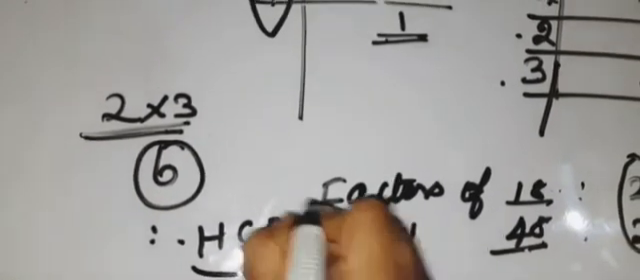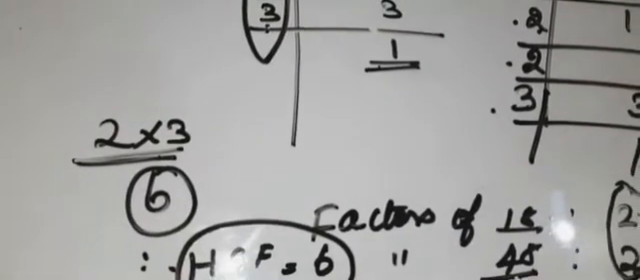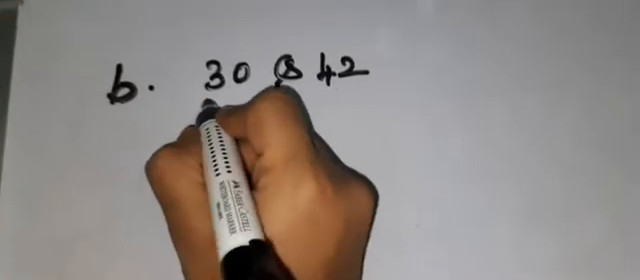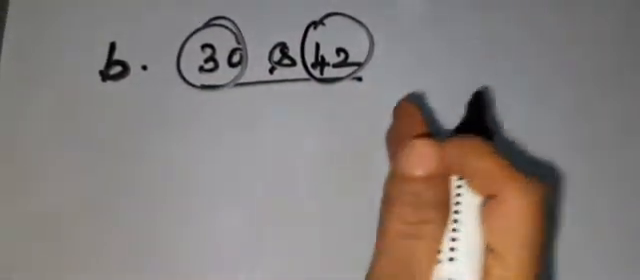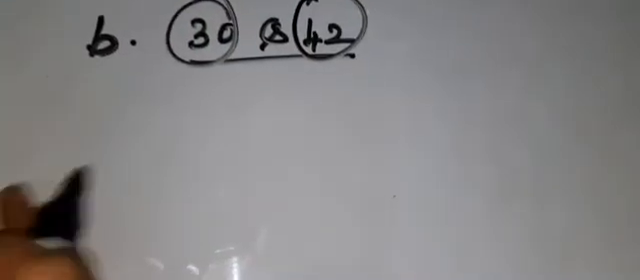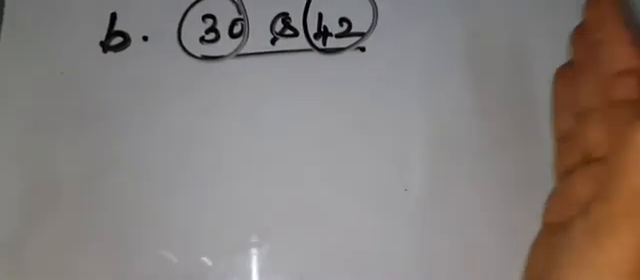Now let's solve the second problem. In the second problem, we are going to find the HCF of 30 and 42. So the first point you have to keep in mind is that it should be prime numbers.